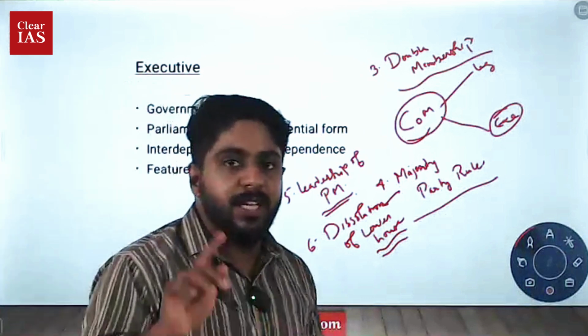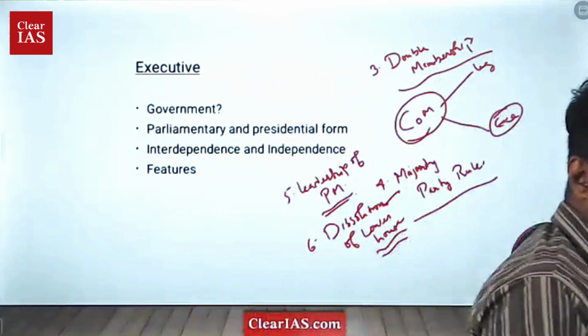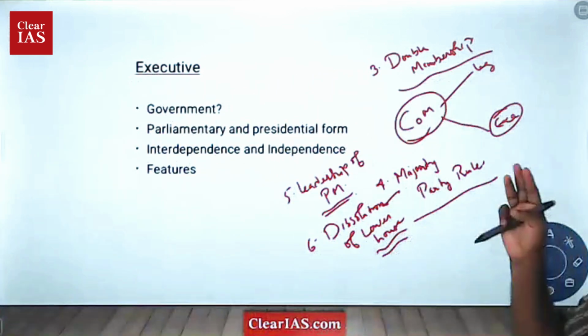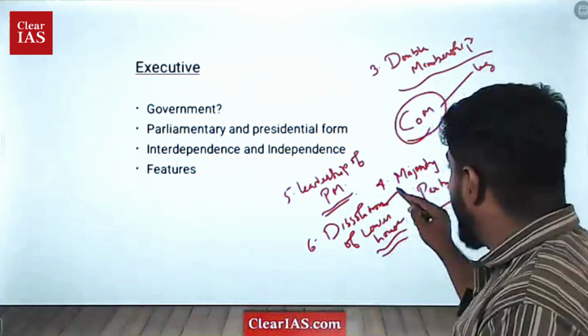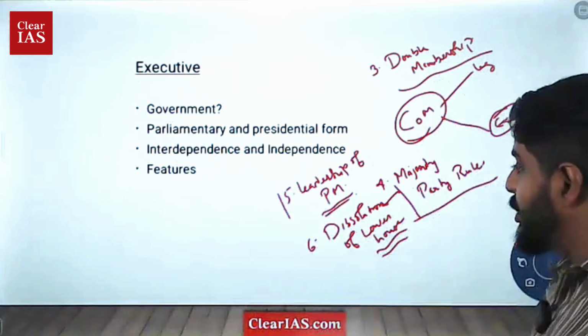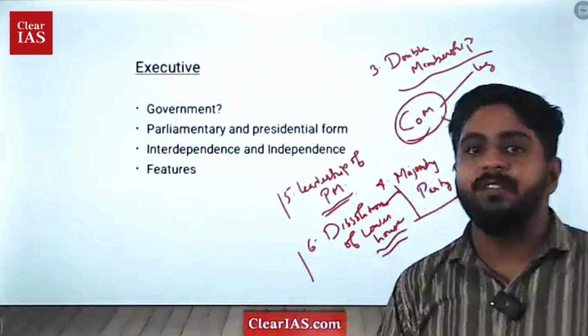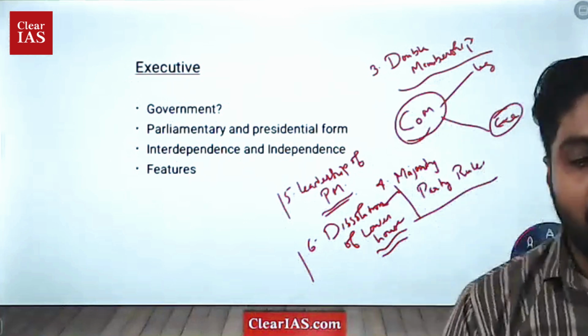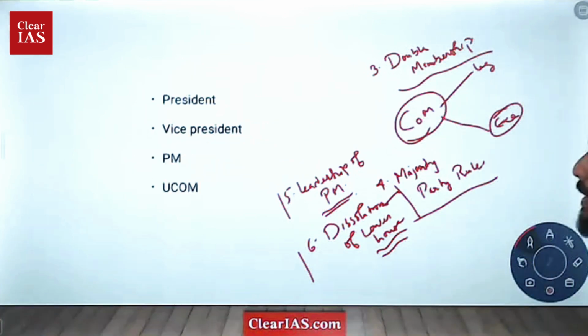Fine. So which are the features? Number 1, presence of real and nominal head. Number 2, collective responsibility. Number 3, double membership. Number 4, majority party rule. Number 5, leadership of the Prime Minister. And 6, dissolution of the lower house. These are the features of the parliamentary form of government.